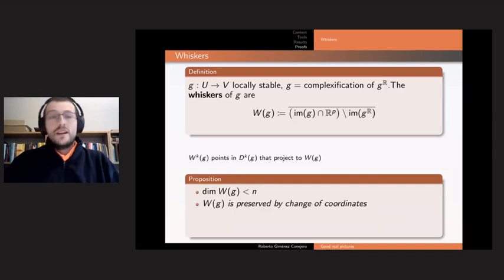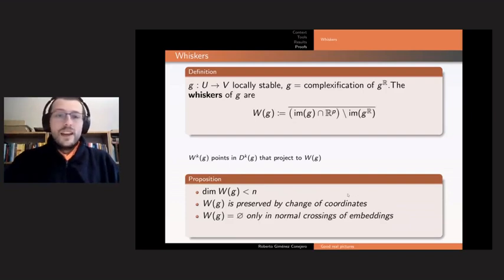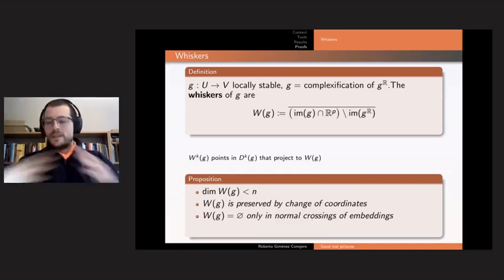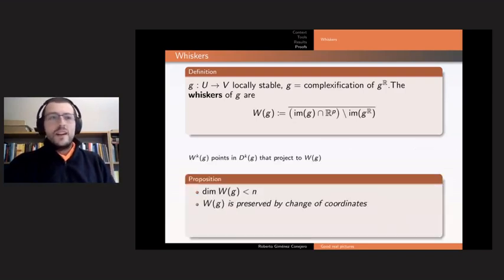This is not hard to see because we are working with this A equivalence. We need this. This is very important. The whiskers are only empty when you have normal crossings of embeddings. So when you have double points, etc. In this case, you have whiskers because this singularity is not a normal crossing of embeddings. So that is why you see whiskers. And this happens all the time: when you don't have a normal crossing of embeddings, you have something.